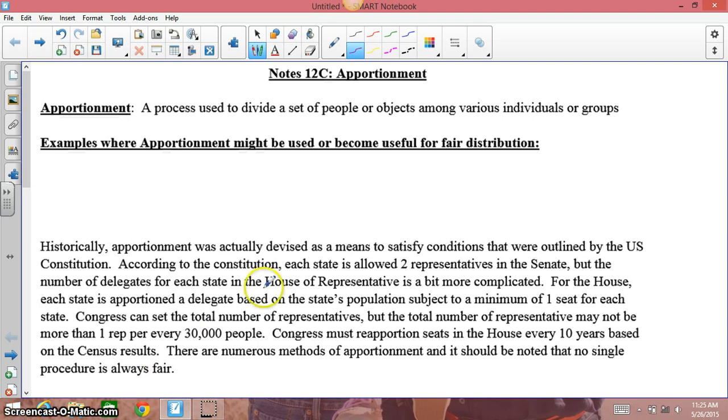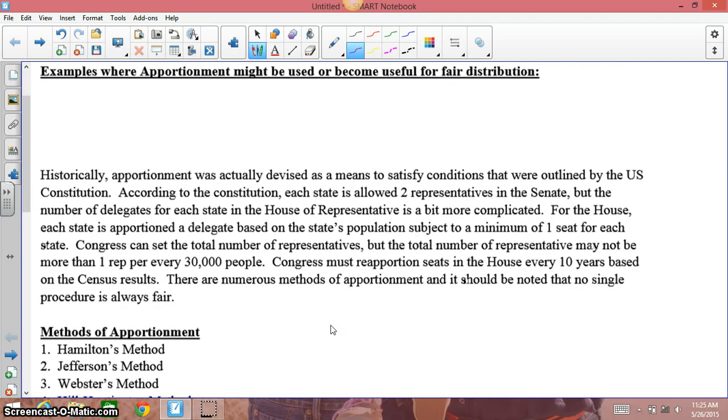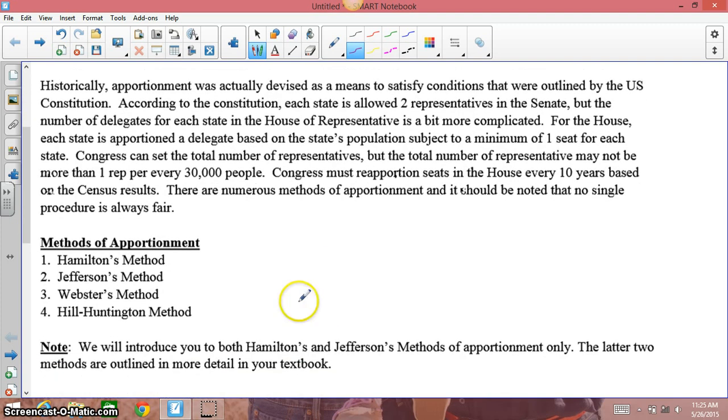Okay, there's a lot of history behind apportionment. I gave you a brief synopsis here in the notes, but there's quite a bit more in your textbook, so I'm going to let you take a look at that. Okay. There are 4 basic methods of apportionment. We are just going to focus on the first 2, Hamilton's and Jefferson's method, but Webster's and the Hill-Huntington method also exist because, as we'll talk about, there are some flaws with Hamilton and Jefferson's method.